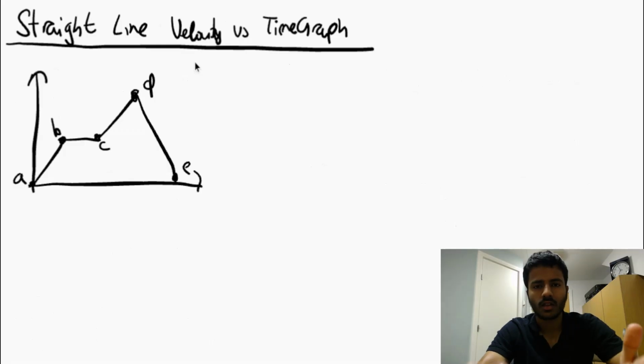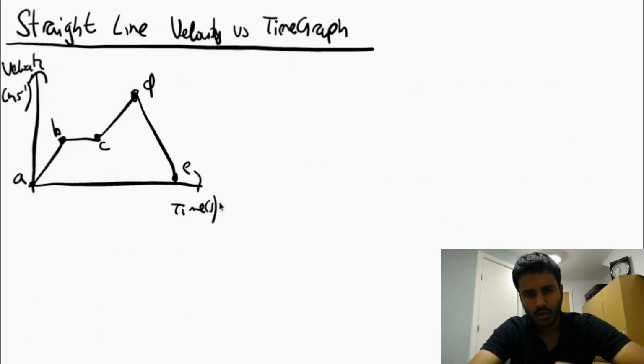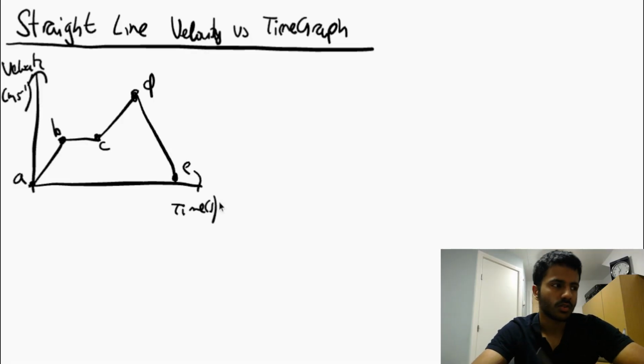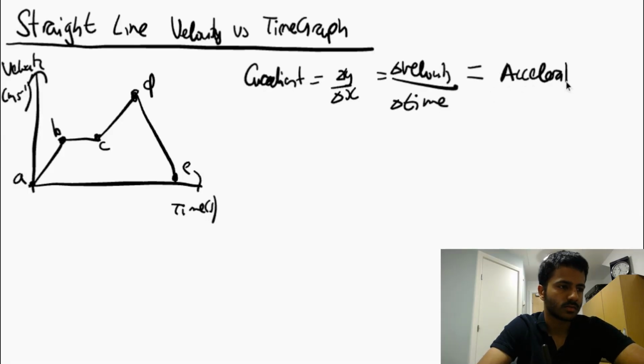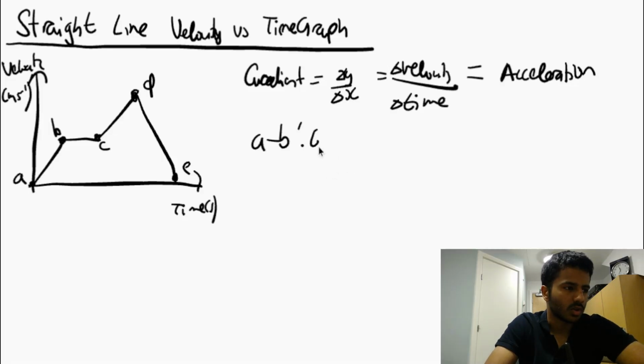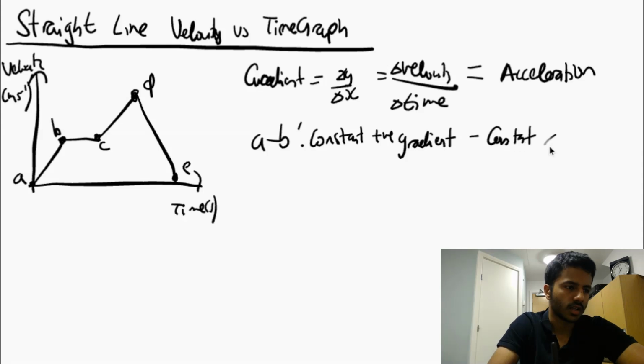Okay, so now let's look at the straight line velocity versus time graph. If I wanted to find out what the gradient of a line represents in this graph, we do the same thing. So gradient is change in y over change in x, which is change in velocity over change in time, and that gives you your acceleration. So the gradient represents your acceleration. If you look at points A to B, you have constant positive gradient, so it means you have constant acceleration.